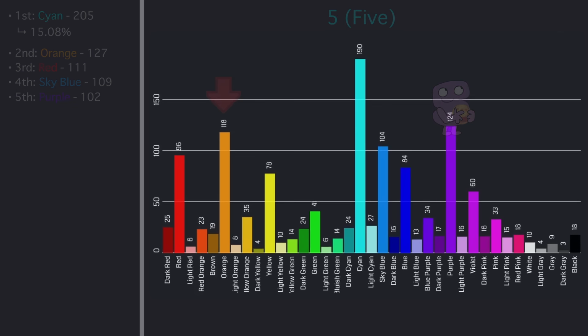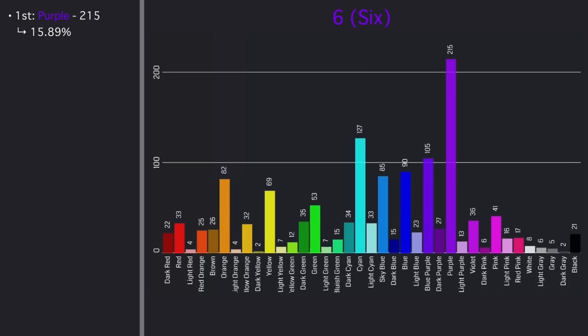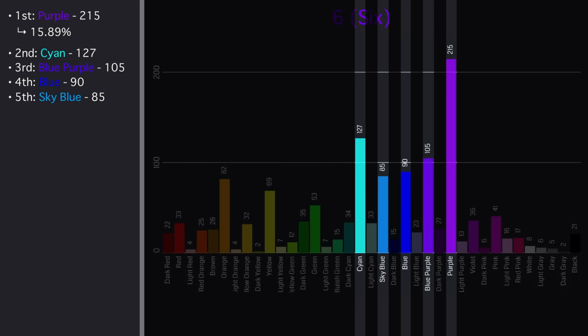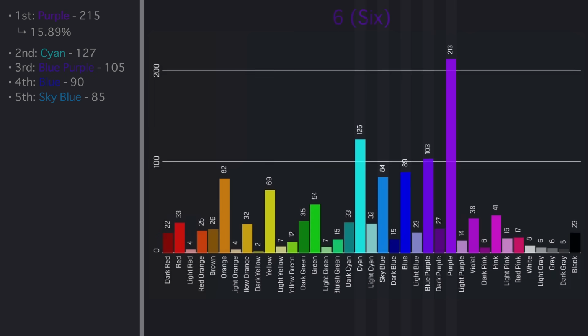For now though, let's move on to 6, which skips over blue and moves directly into purple. This one is also not particularly notable, apart from the fact that the entire top 5 is all spaced out evenly between cyan and purple, which makes this graph feel fairly satisfying.